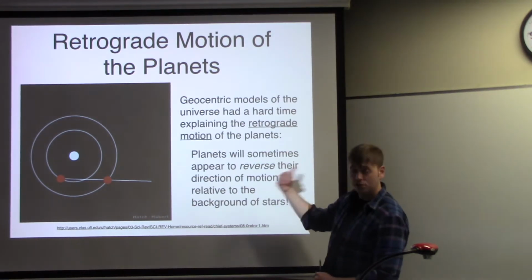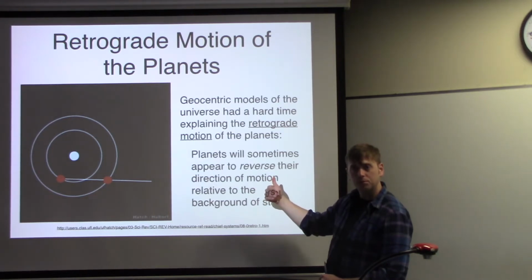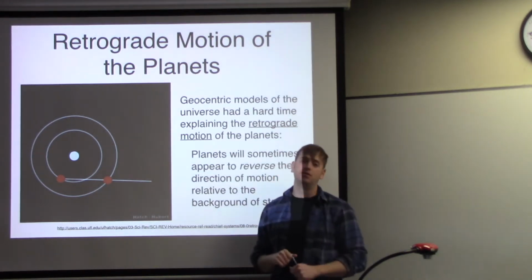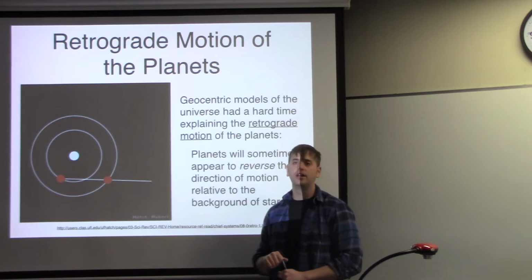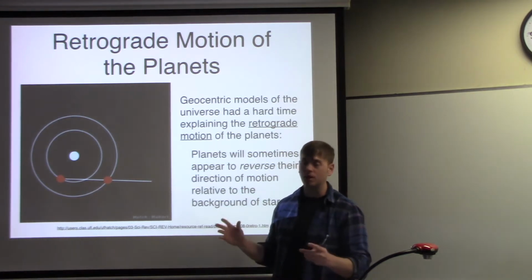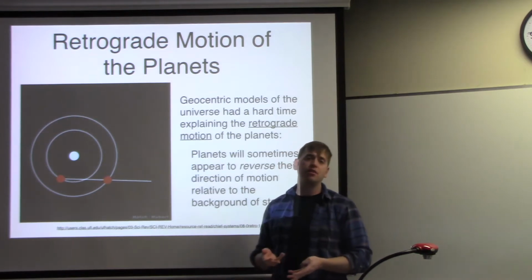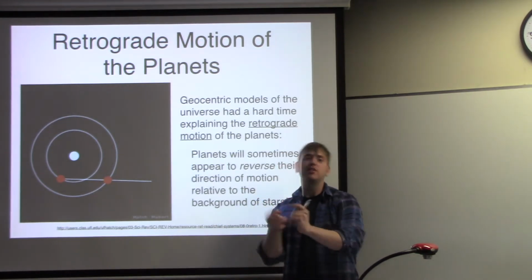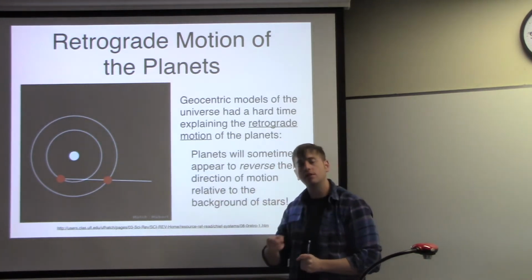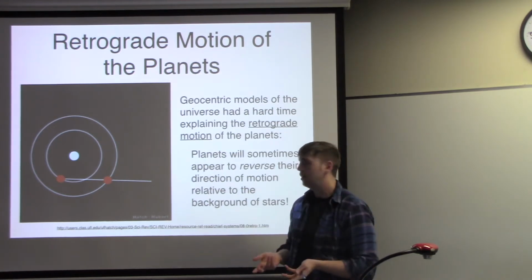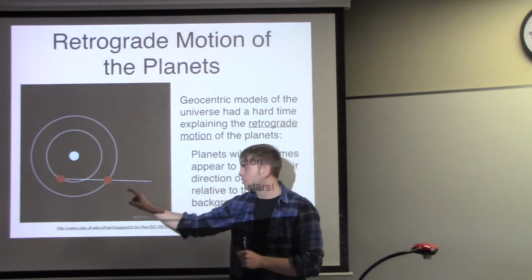So what eventually happened is people said, well, maybe the Earth isn't the center of the universe. Maybe there's a different way to explain this phenomenon. And so people came across the idea that the Earth isn't at the center of the universe, it's actually moving around the sun along with all the different planets. And this is able to explain retrograde motion.